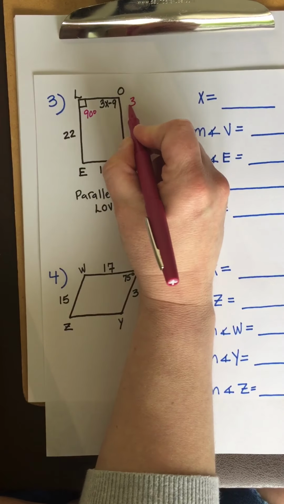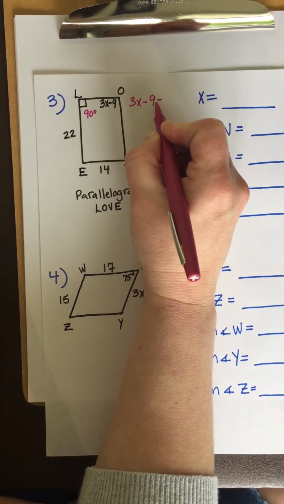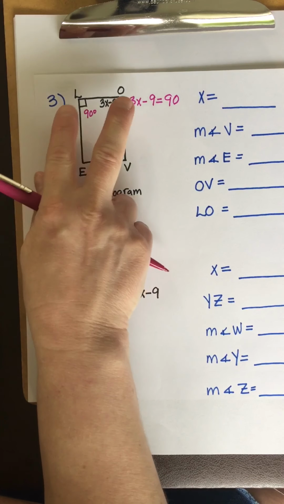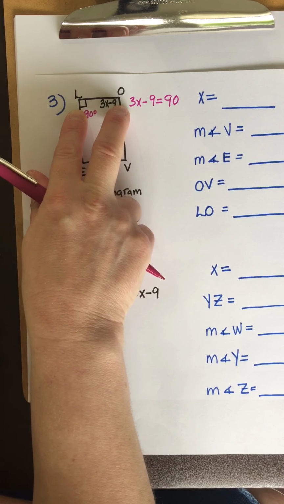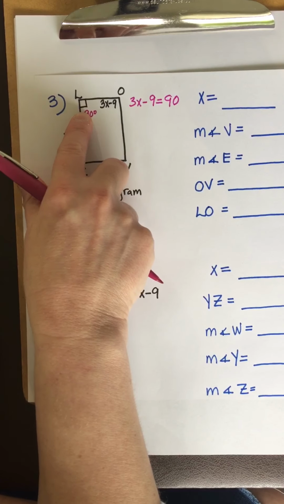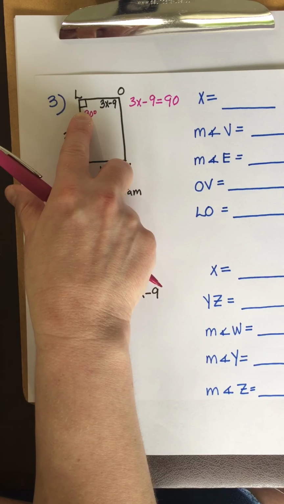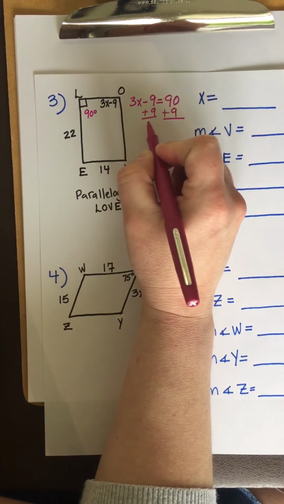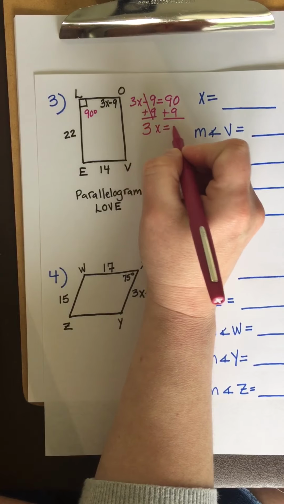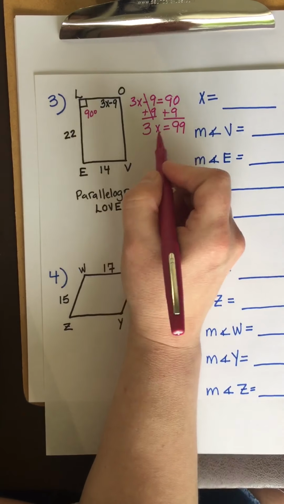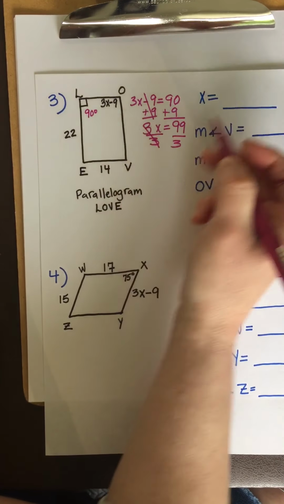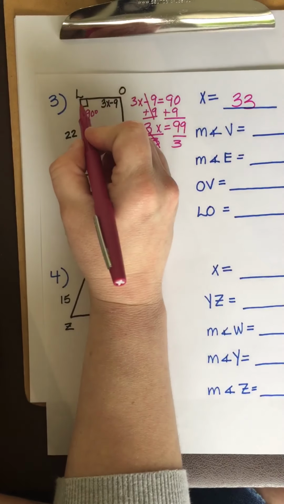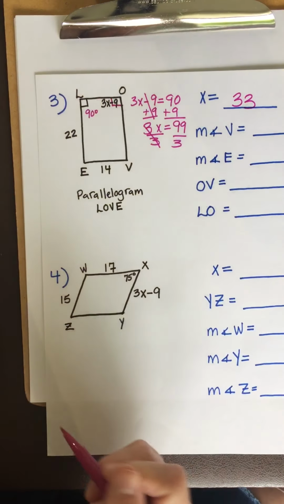So to find x, I'm going to say 3x minus 9 equals 90. Again, because if this is a 90-degree angle and these two are supplementary, they have to add up to 180. 90 plus what is 180 degrees? 90. So I'll add 9 to both sides to solve the equation. And we get 3x equals 99. To undo multiplication, we divide. And x is 33. So we established that if this is a 90-degree angle, then this is a 90-degree angle.